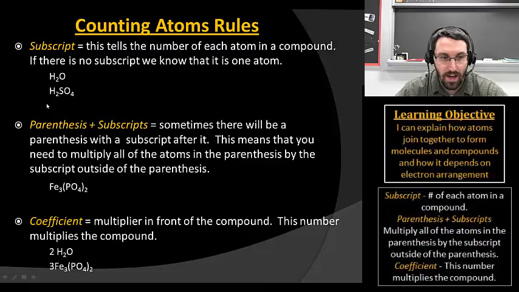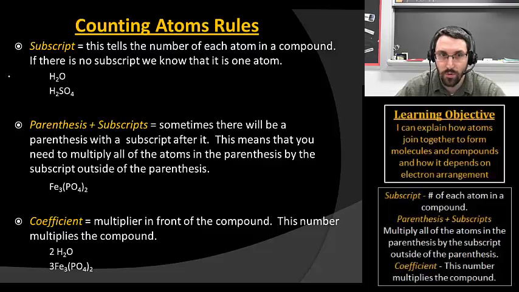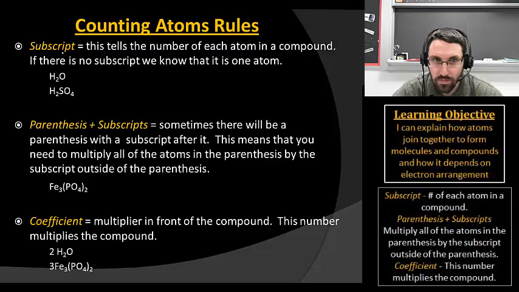Now we get to counting atoms. In counting atoms, we're trying to figure out how many atoms there are on both sides of the reaction. And there's some rules. The first rule is subscripts. We've talked about this before. A subscript is the small number after the element, and it tells you how many there are. Okay? And if there is no subscript, you know it's 1. So on our first example, H2O, we know there are 2 H's, 2 hydrogens, and 1 oxygen.